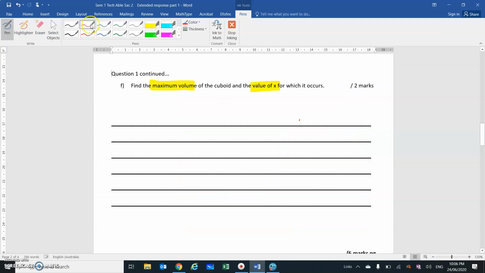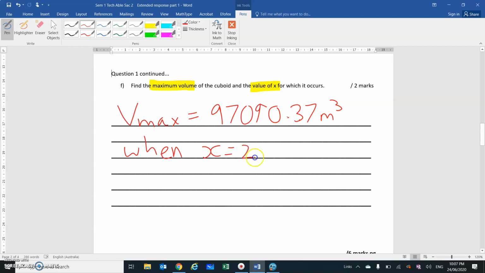So maximum volume is 97,090.37 meters cubed when x equals 21.33 meters.